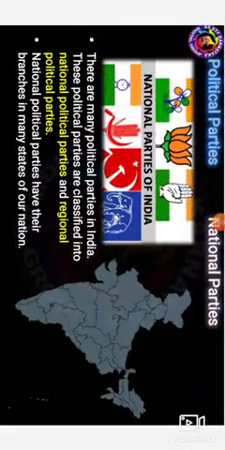And the next, we have to see the national parties. There are many political parties in India. These political parties are classified into national political parties, and regional political parties are also known. The national political parties have branches in many states of our nation. They have a respectable number of representatives in the parliament and also the state legislatures. The election commission grants recognition to the national parties. The Indian National Congress, Bharatiya Janata Party, and the Communist Party of India are some of the major national political parties of India. They established their identities through their own party symbols.